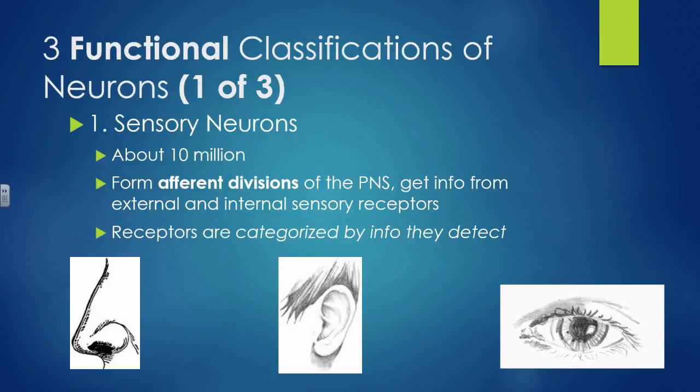Now we're going to get into the three functional classifications of neurons. The first of those three are the sensory neurons, and there are about 10 million of those, and they form those afferent divisions of the peripheral nervous system. Remember, afferent meaning arriving to the central nervous system, so leaving the peripheral nervous system. They get info from the external and internal sensory receptors, and the receptors are categorized by the information that they detect.